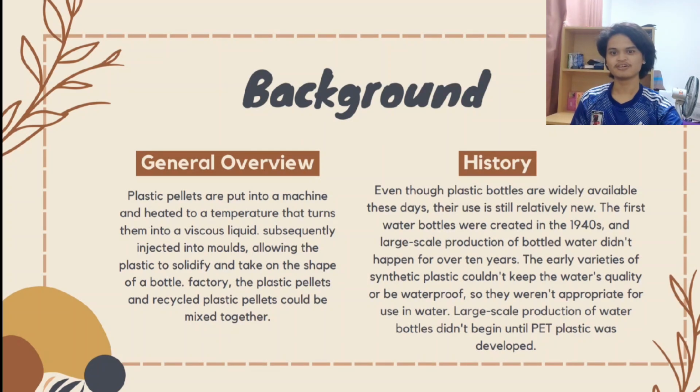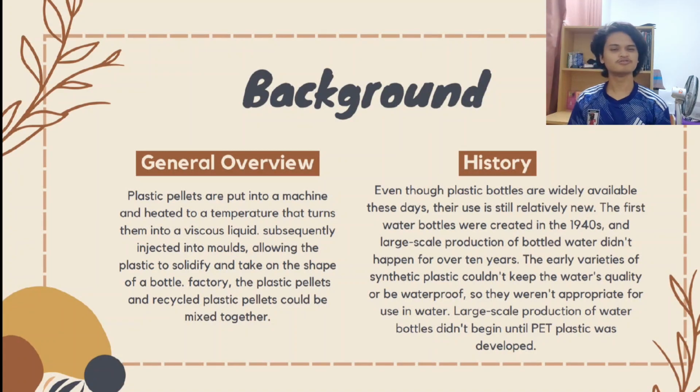For the general overview, we can know that plastic pellets are put into a machine and heated to a temperature that turns them into a viscous liquid, subsequently injected into a mold, allowing the plastic to solidify and take on the shape of the bottle. In the factory, the plastic pellets and recycled plastic pellets could be mixed together.